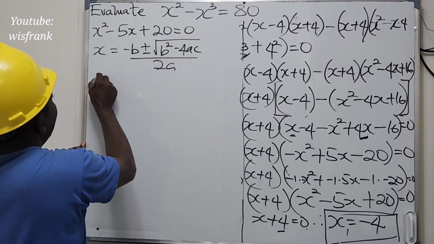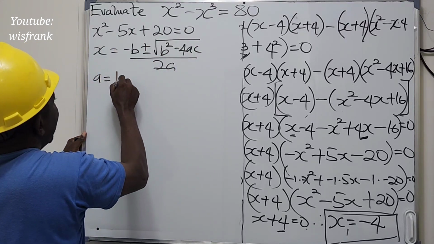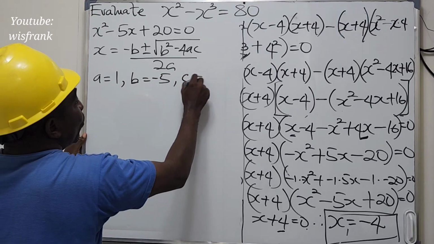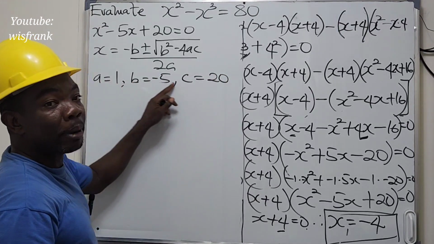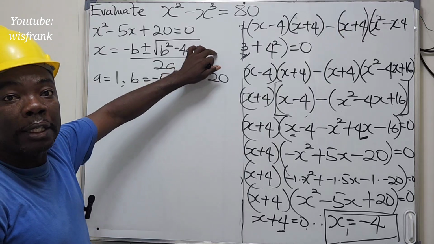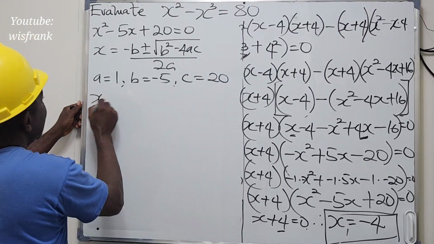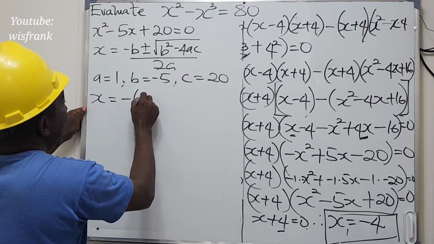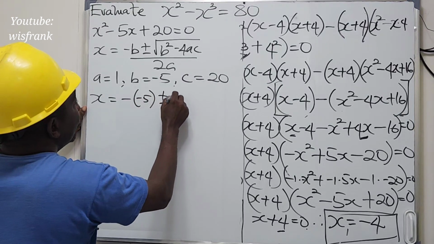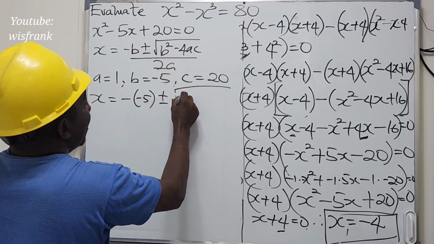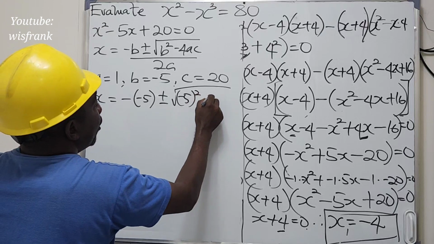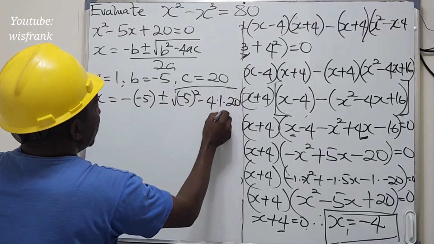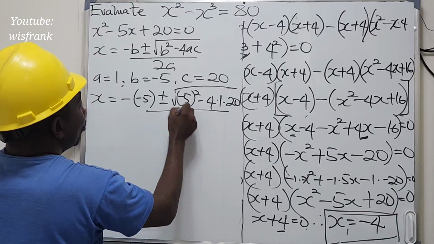From the equation, our value of a equals to 1. Then our value of b equals to minus 5. Then our value of c equals to 20. Substituting these parameters into the quadratic formula, we have our x as equals to minus b, which is minus 5, then plus or minus square root of minus 5 all to the power of 2 minus 4 times a, which is 1, times 20, all over 2 times 1.